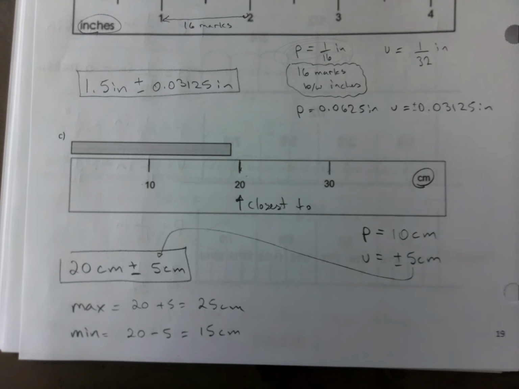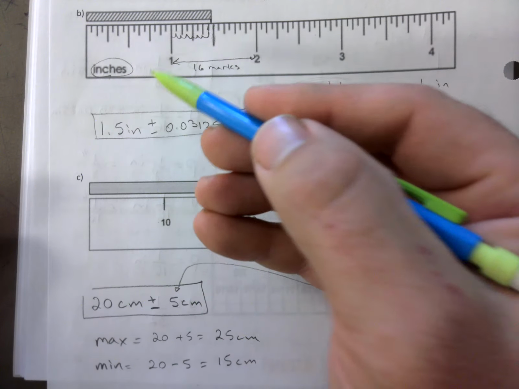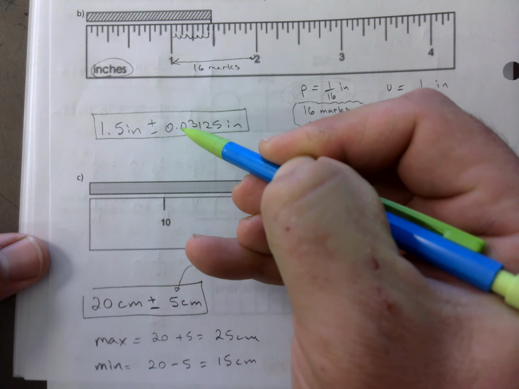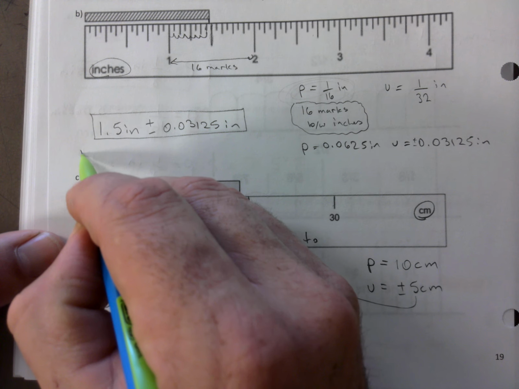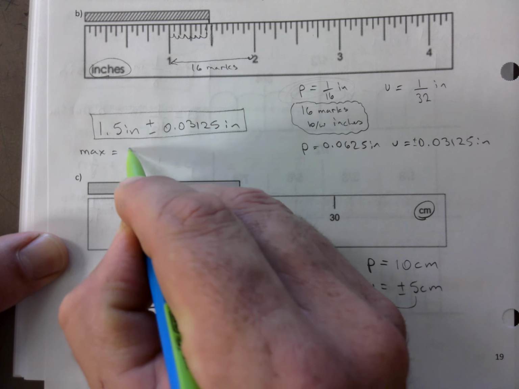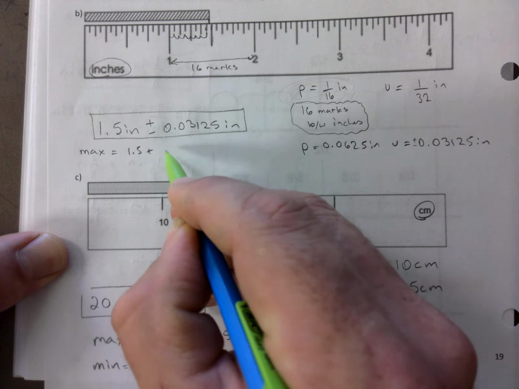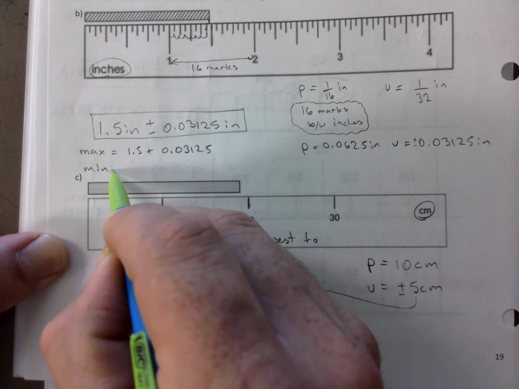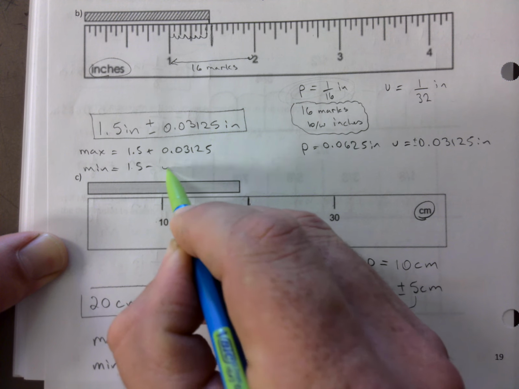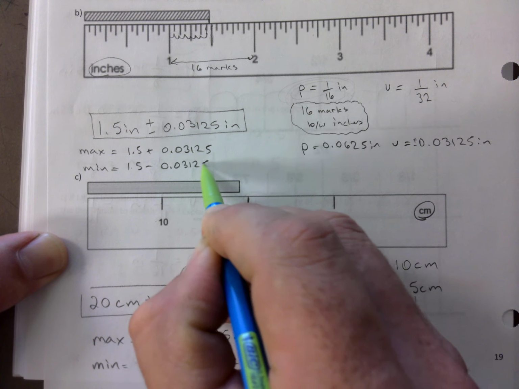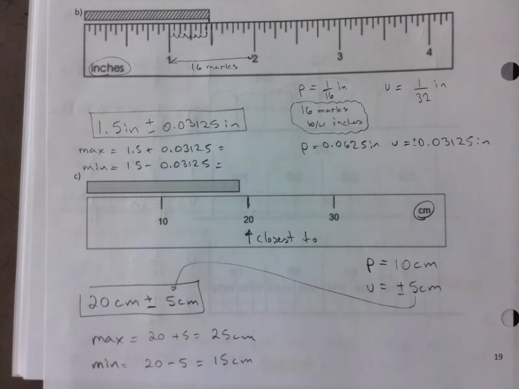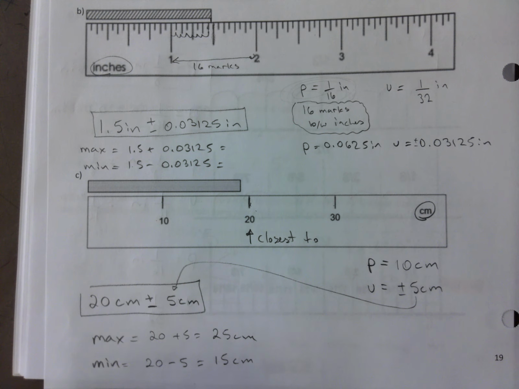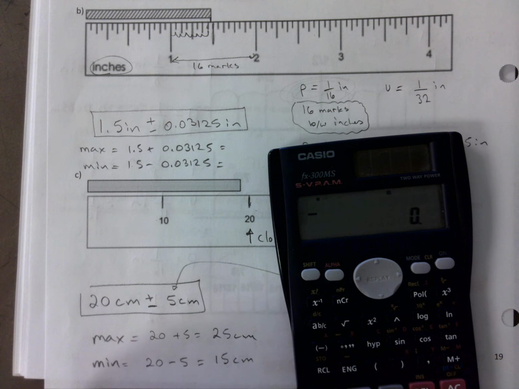Let's do this one yet. This one up here. We didn't do our max and our min here. I want you to be comfortable with small numbers. So max is 1.5 plus this, and our min is 1.5 minus that. And you'll have some class time to practice this. I won't do the next part. I'll wait till tomorrow.